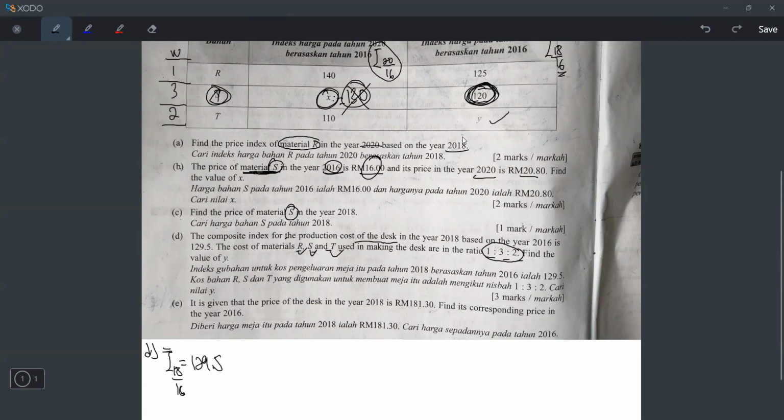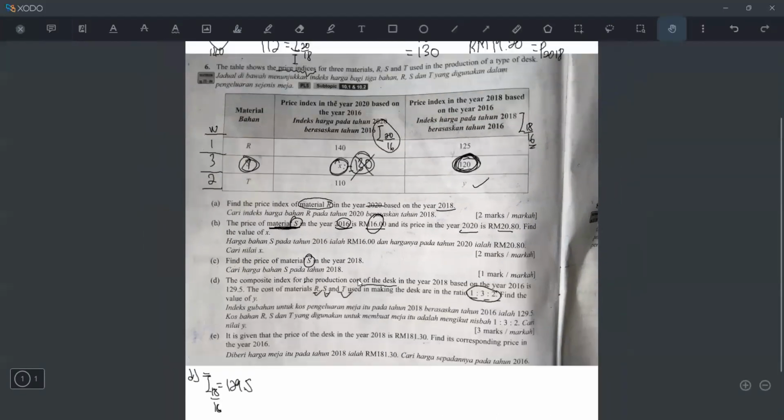So how to find? They gave you this info already. This info is used for the composite index, 129.5 for 18 over 16. Okay, let's zoom out a bit.